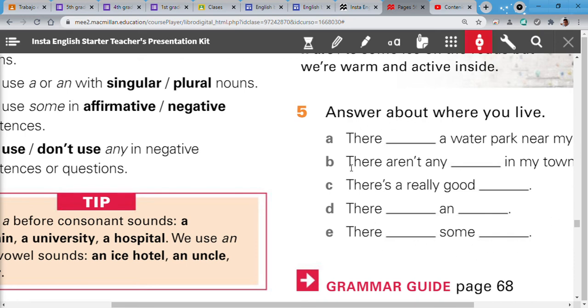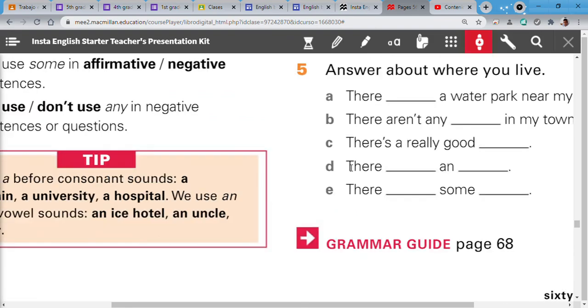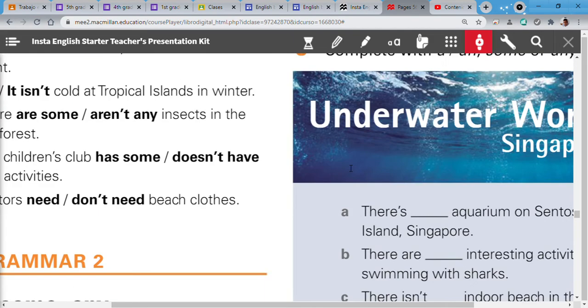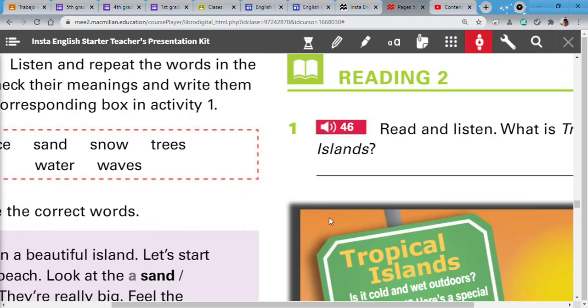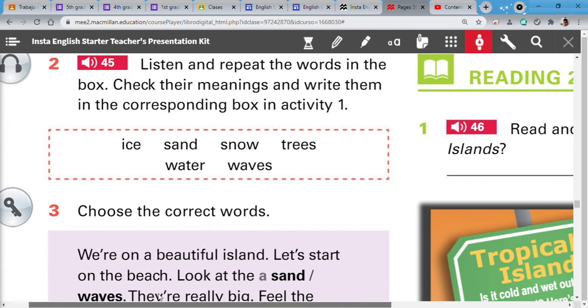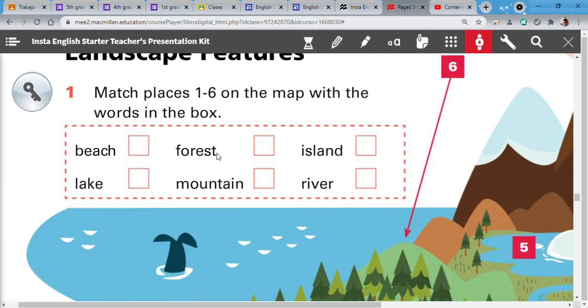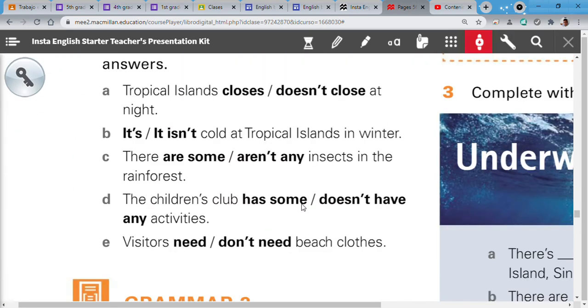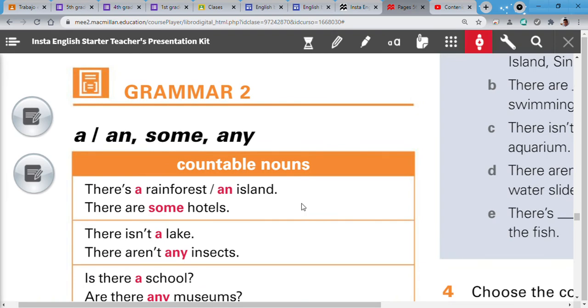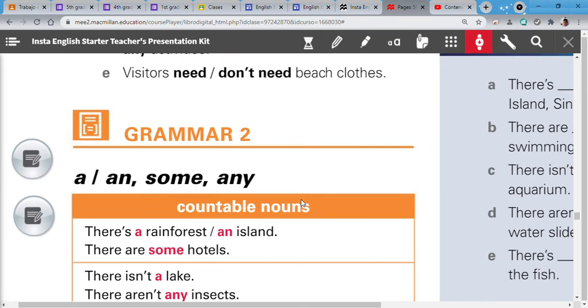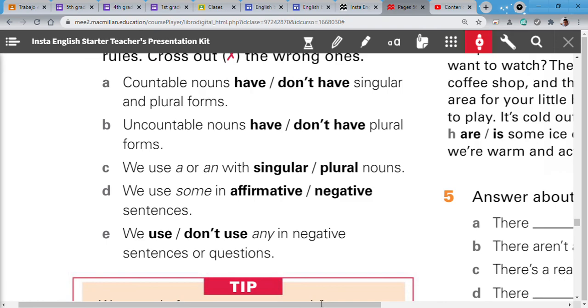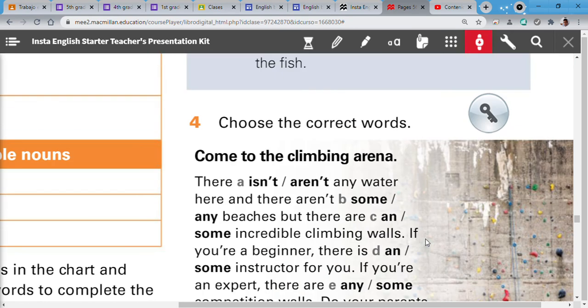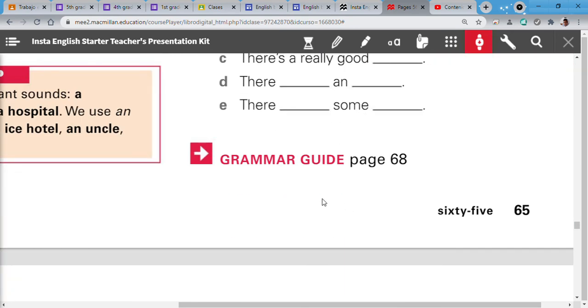Okay, class. Hope you liked the class. In this class we saw vocabulary about landscape features, there was a reading, grammar number 2, some and any, and finally we finish with another reading activity so that you can complete. If you have extra time, the grammar guide is your option, page 68.